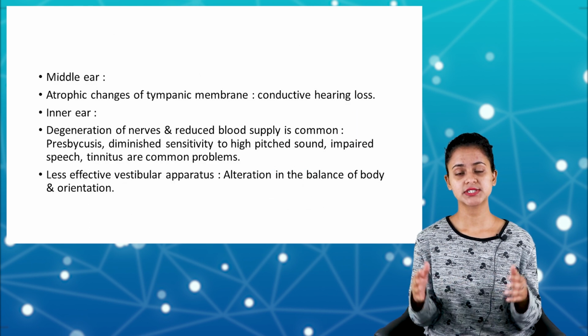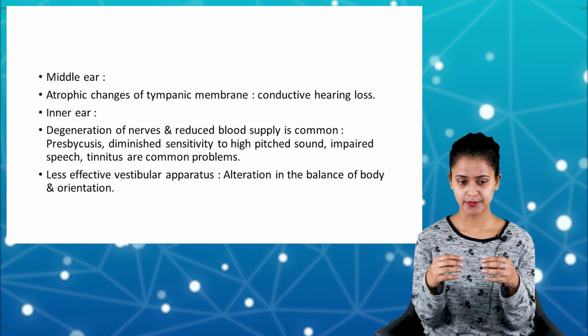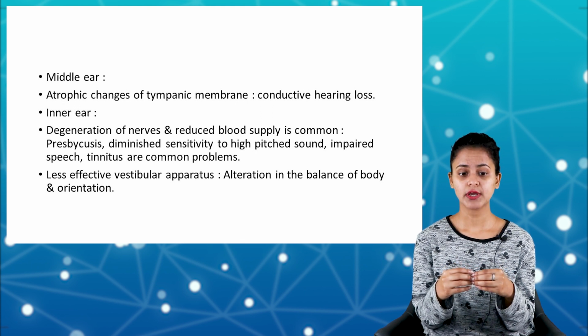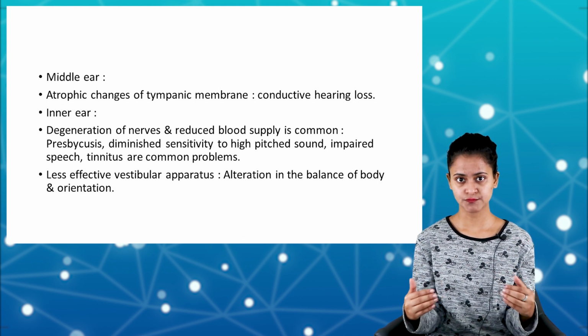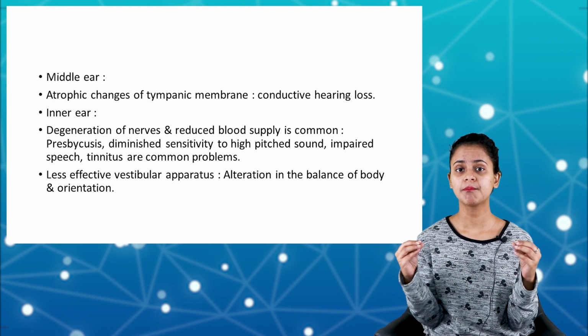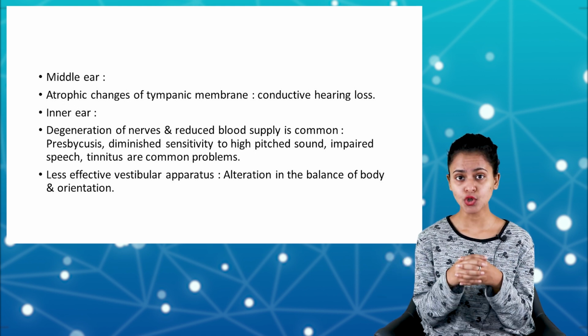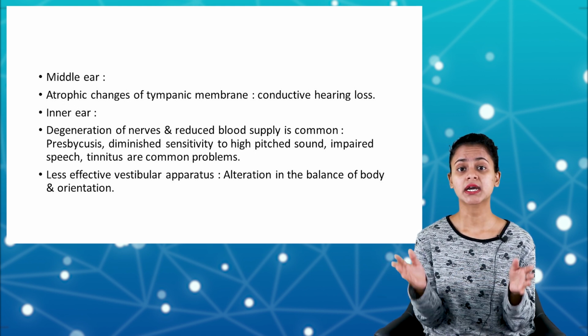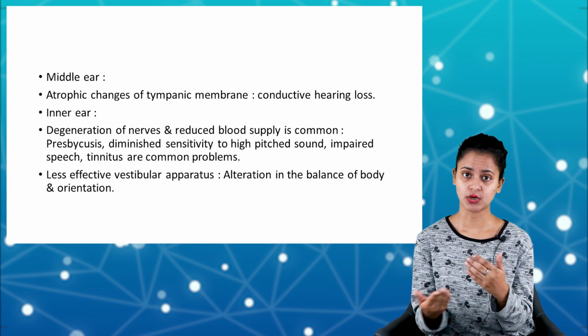Next, we are going to see the changes in the middle ear. Basically, in the middle ear, we are going to see atrophic changes occurring in the tympanic membrane of an individual, which will ultimately cause conductive hearing loss.